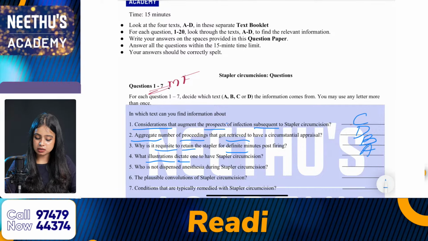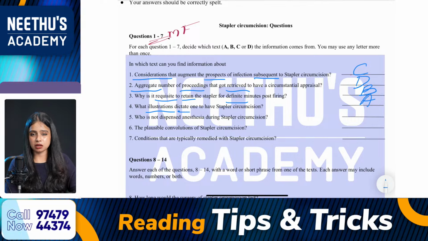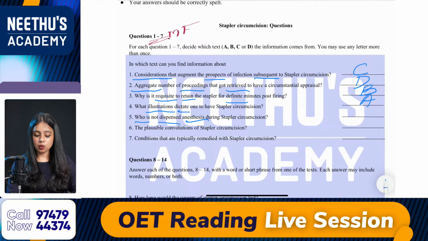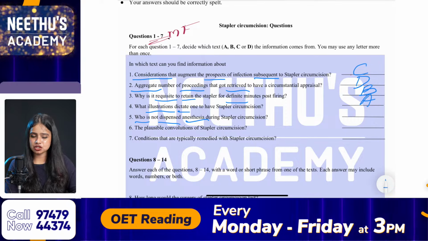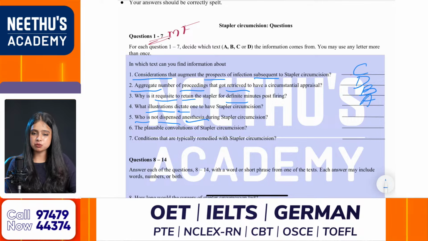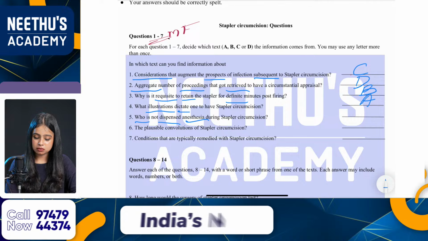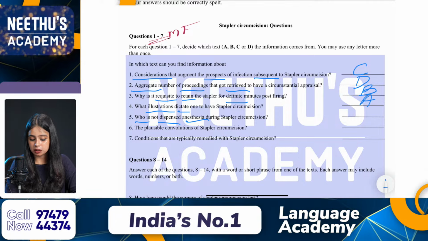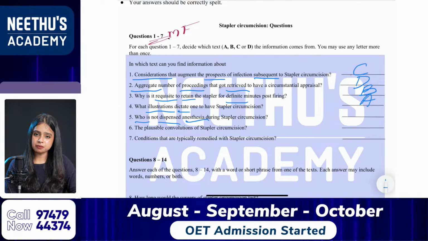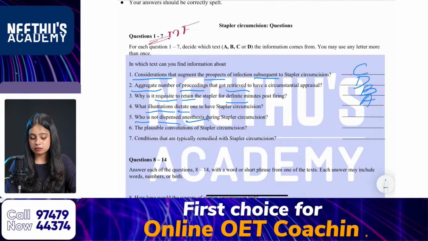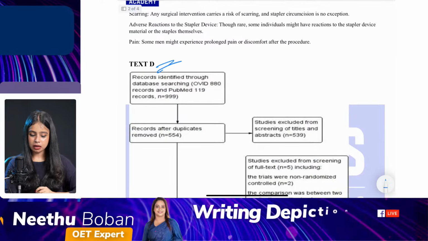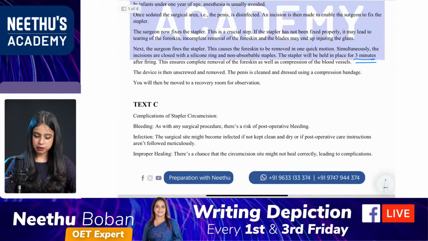Then next one. Who is not dispensed anesthesia during stapler circumcision? So my keywords: who, dispensed anesthesia. Okay, so where they've mentioned about the term anesthesia here? Fifth one, who is not dispensed, which means who are not or who is not providing anesthesia during this stapler circumcision. Fifth question, who is not or who are not dispensing, providing anesthesia during the condition. Okay, so again, that's from text B.